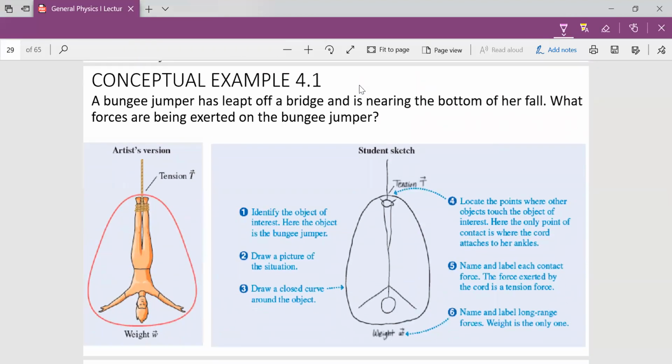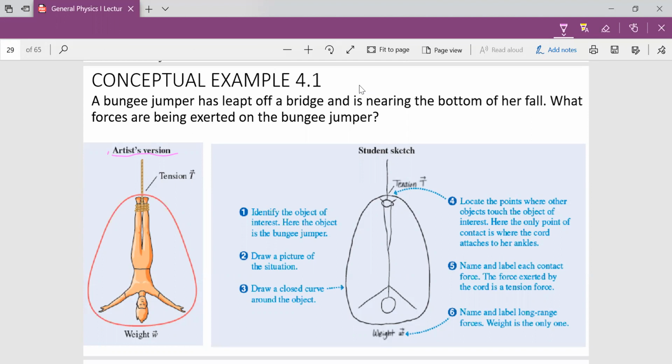So we'll take this conceptual example of a bungee jumper. A bungee jumper has leaped off a bridge and is nearly at the bottom of the fall. What forces are being exerted on the bungee jumper? This is the artistic version. That is like the picture of the bungee jumper. We see it has lifted off the bridge, almost at the end or bottom of his fall.